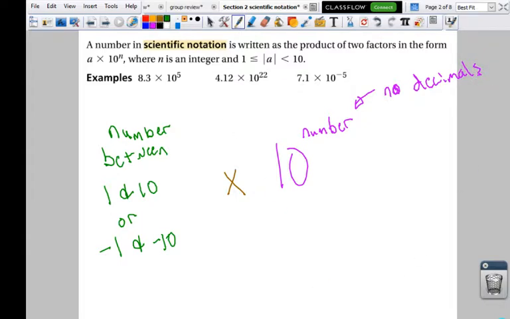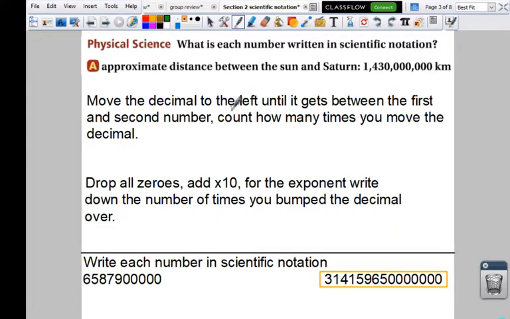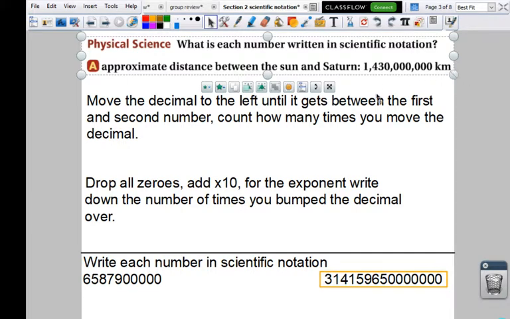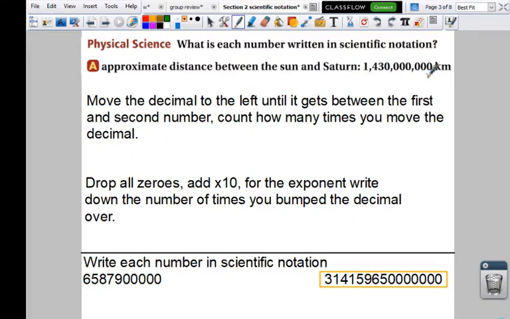So, we're going to work with scientific notation, and for the most part we're going to practice going back and forth between regular numbers and scientific notation. We're going to start by going from a regular number into scientific notation. We're going to write the approximate distance between the Sun and Saturn, which is 1,430,000,000 kilometers. The reason we use scientific notation is, do you really want to write out this number 10 different times? No, it's really big and annoying, right? So we're going to convert it into scientific notation.